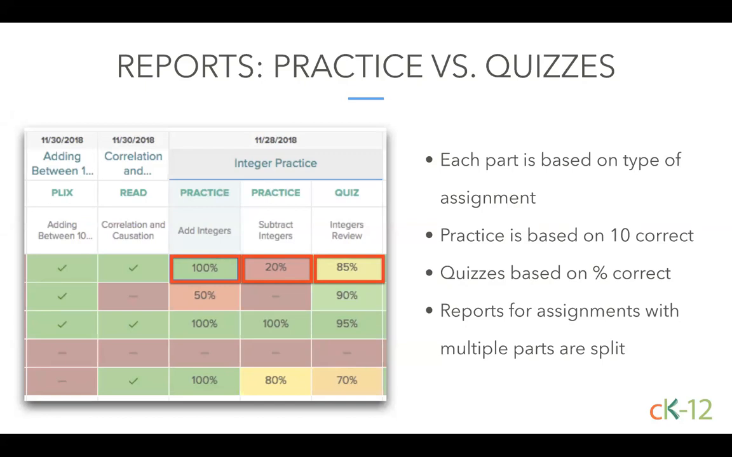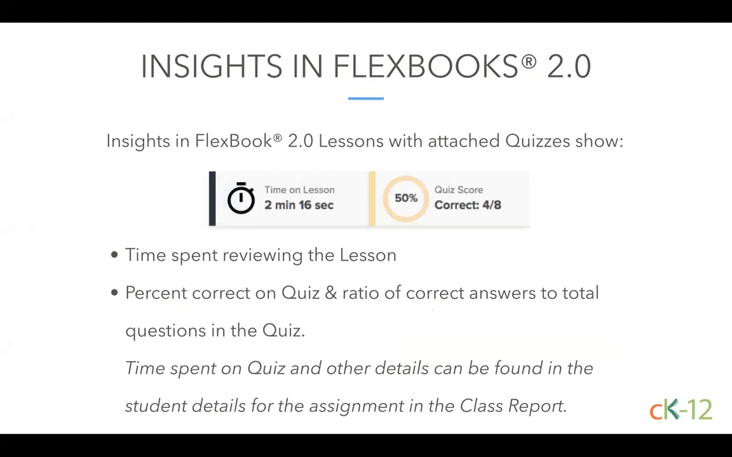If I clicked on those percentages, it would pop up more details on the student's work, and I'll show you that live in a second. And then the other piece that we just launched about a week ago was our Insights in Flexbooks 2.0. So if it was attached to a 2.0 lesson, as you're browsing through your book, it'll tell you the time students spent on that lesson, as well as the percent correct for the quiz score, and even the ratio of correct versus incorrect or versus total answers. So you get all of those pieces as you work your way through.